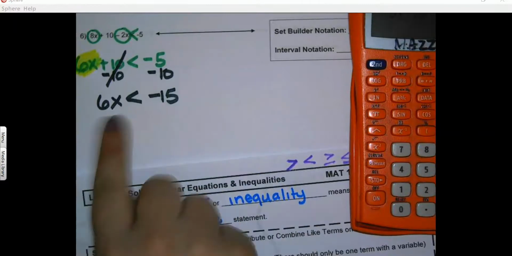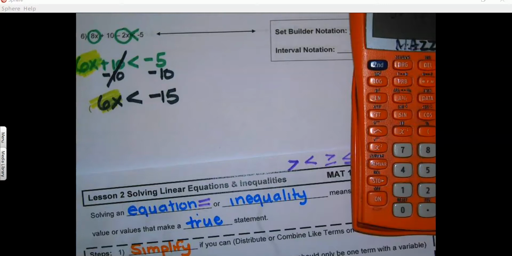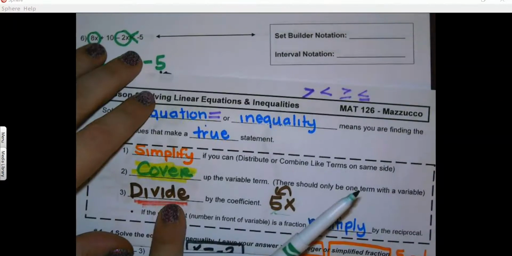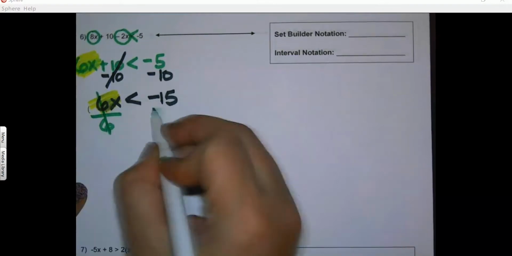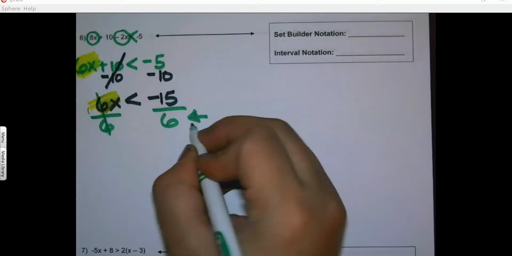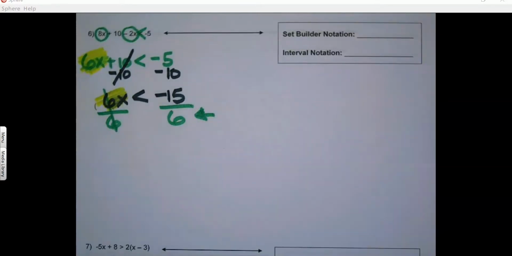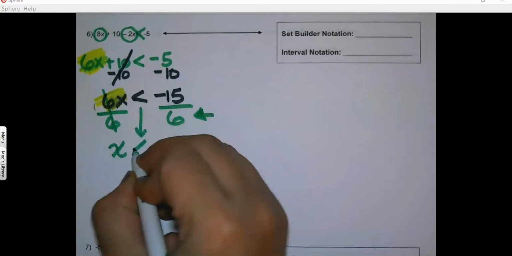And then when this is all by itself, that is when we do the last step, which is divide. So we're going to divide both sides by 6. Now, since we're dividing by a positive here, we don't need to switch the sign. So it's going to stay going the same way.